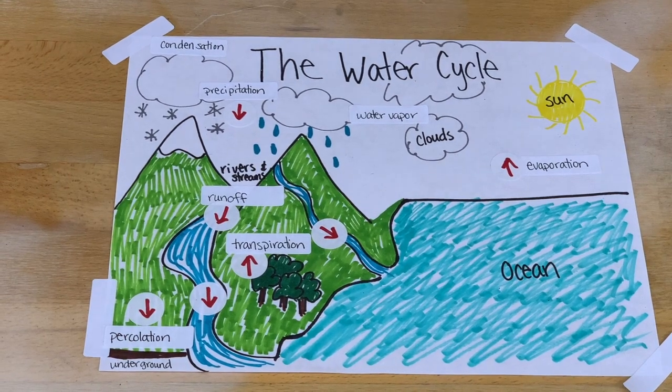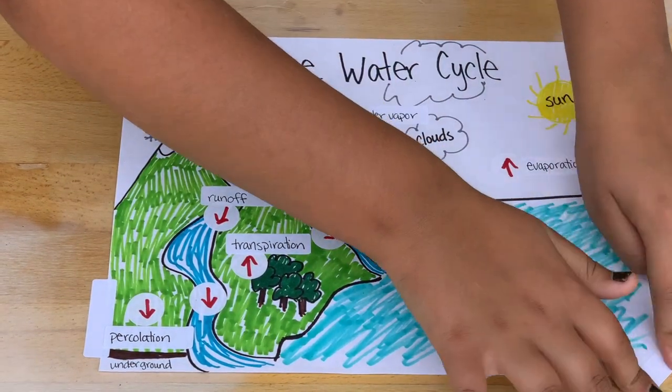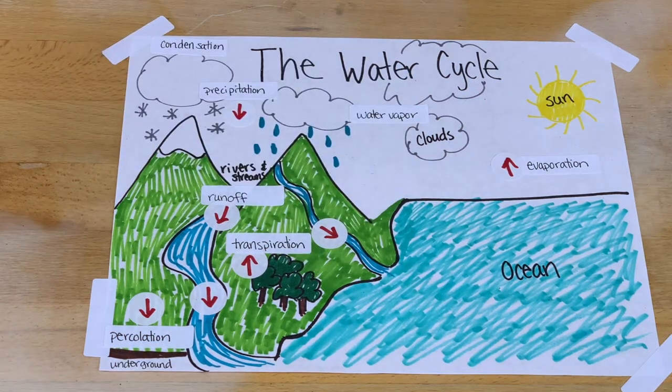Now we're going to make a model of the water cycle that, if we put it in the sun, will actually work.